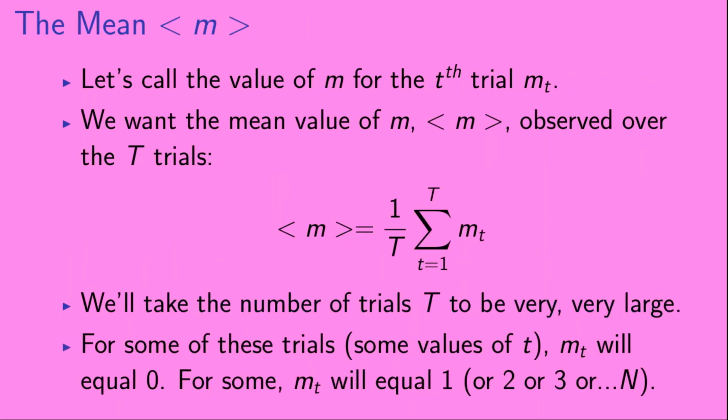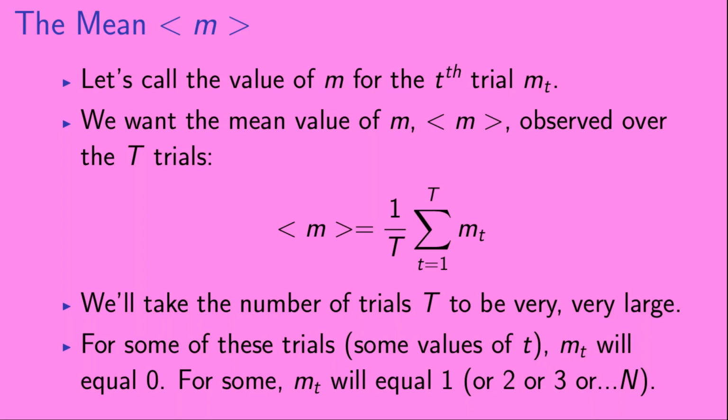Okay, let's call the value of m for the tth trial mt. We want the mean value of m observed over the t trials. So the mean value of m is equal to 1 over t times the sum over the trials of mt. We'll take the number of trials t to be very, very large.